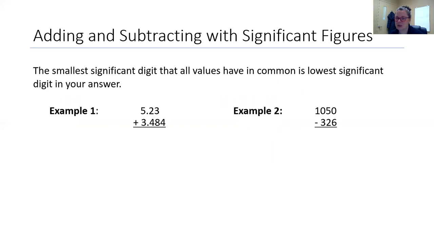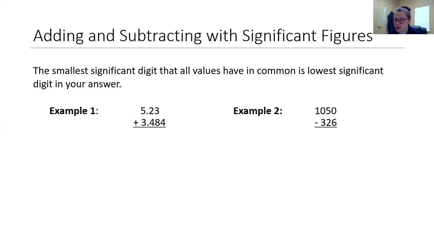Well, what about using them in math? So I'll give you the specific rules, and then I'll tell you my shortcut, for when you can't remember the rules. So for adding and subtracting, the smallest significant digit that all values have in common is the lowest significant digit in your answer. What this basically says is, look at your question.